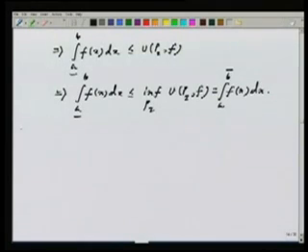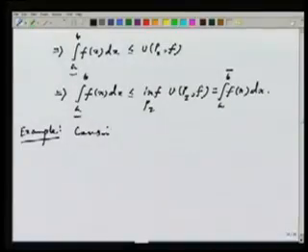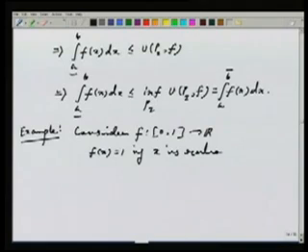Now I will just give you an example to show that not every bounded function is Riemann integrable. Consider the function f from [0, 1] to R given by f(x) equals 1 if x is rational, equal to 0 if x is irrational.